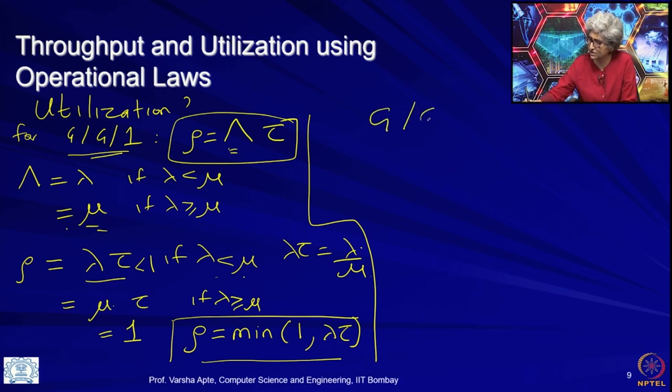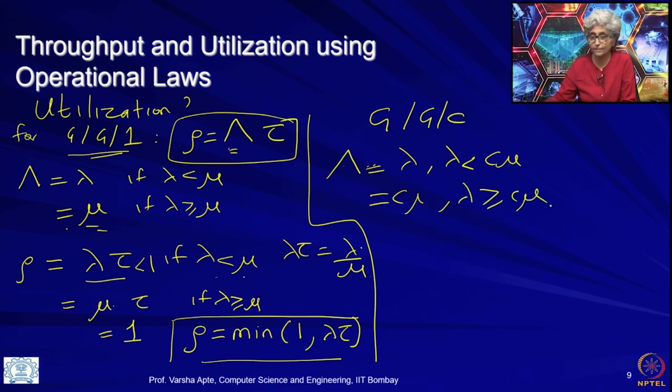Similarly, you can try for G/G/C. What happens with G/G/C? Same thing; let us write the throughput first. Throughput is going to be lambda if lambda is less than C mu, and it is going to be C mu if lambda is greater than or equal to C mu. Now, rho equal to throughput multiplied by tau, the utilization law, was for just one server. So, we are going to go from one server to multiple servers by simple intuition.